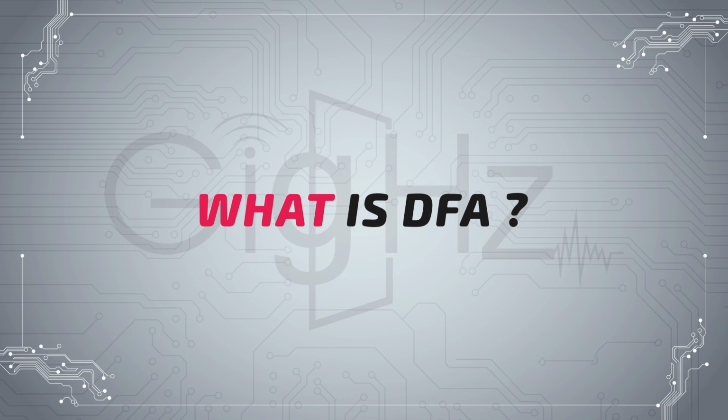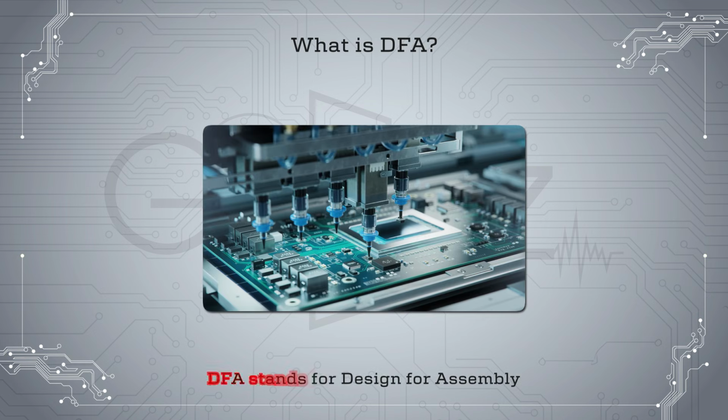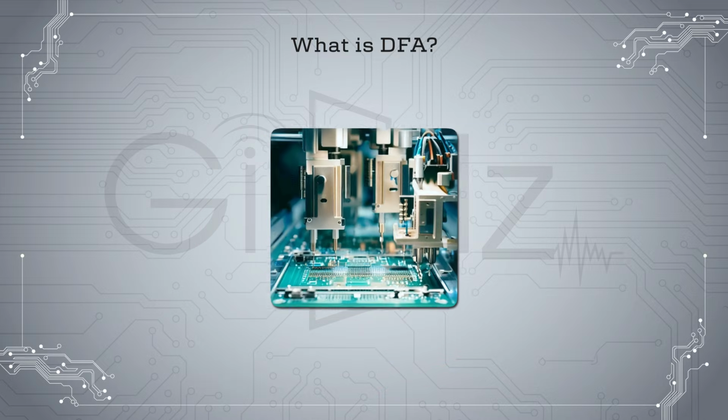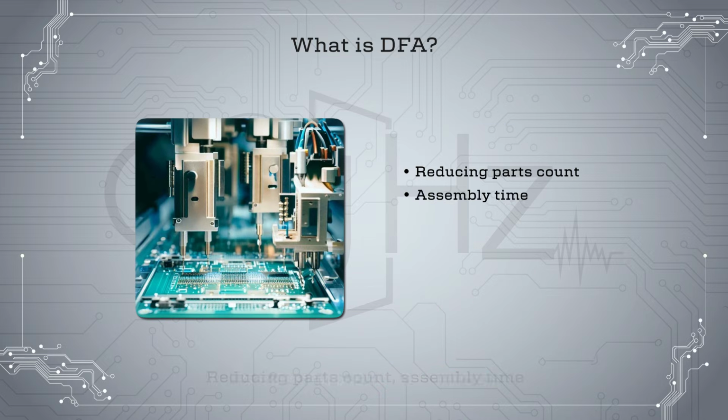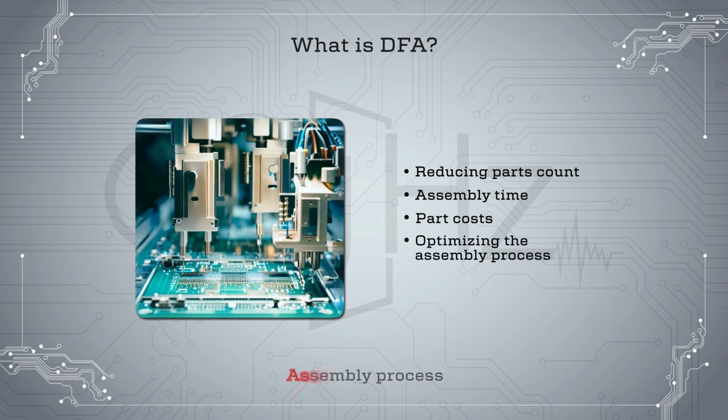Now let's move forward and understand another critical design strategy, DFA. What is DFA? DFA stands for Design for Assembly. It's a design approach aimed at minimizing product costs by simplifying the assembly process. DFA focuses on 4 key factors: reducing parts count, assembly time, part costs, and optimizing the assembly process.